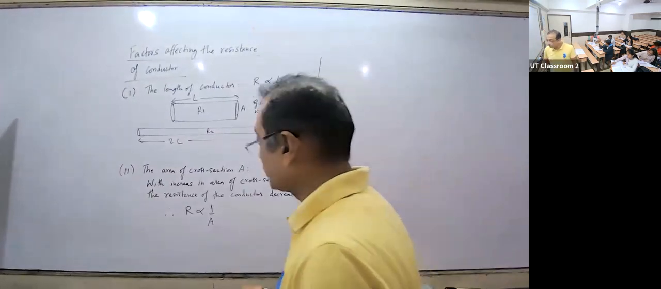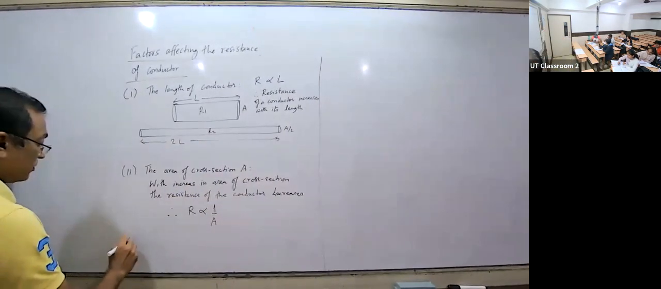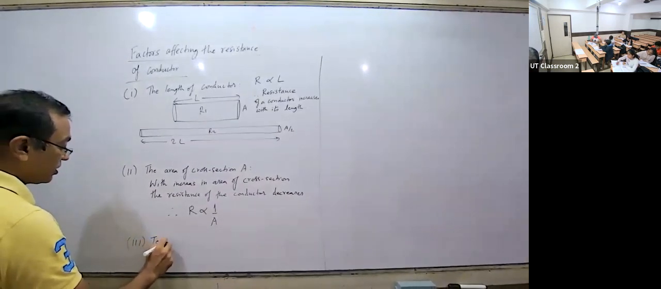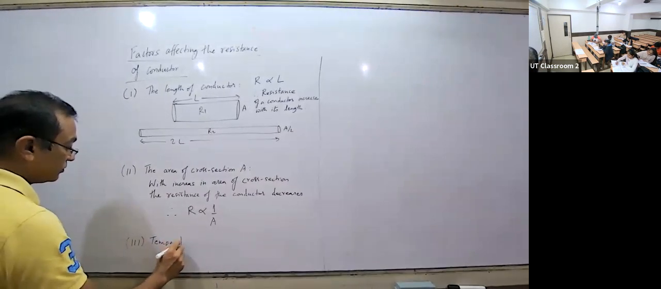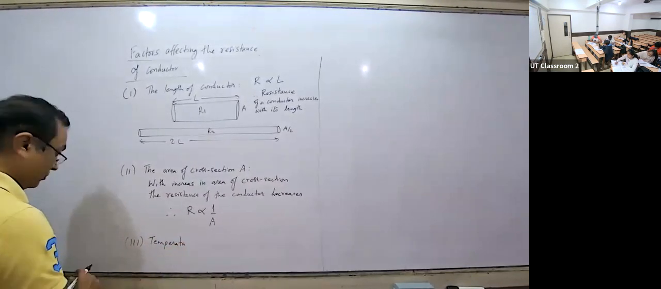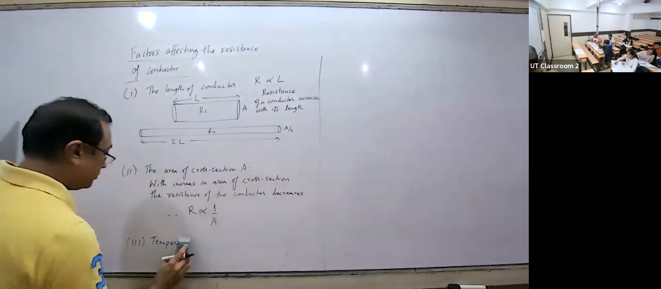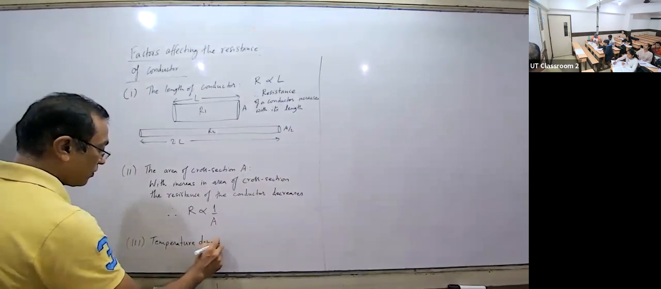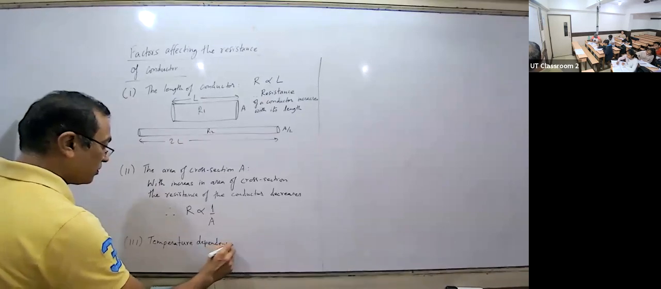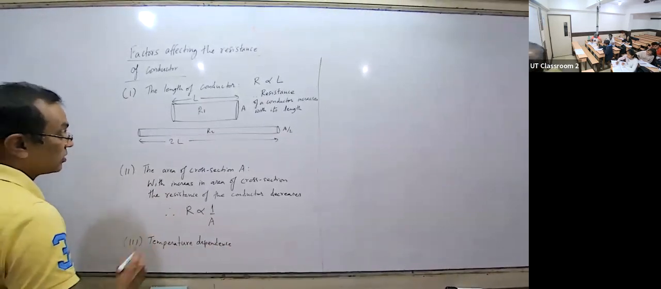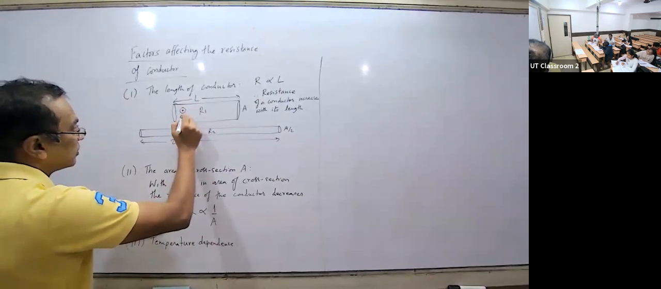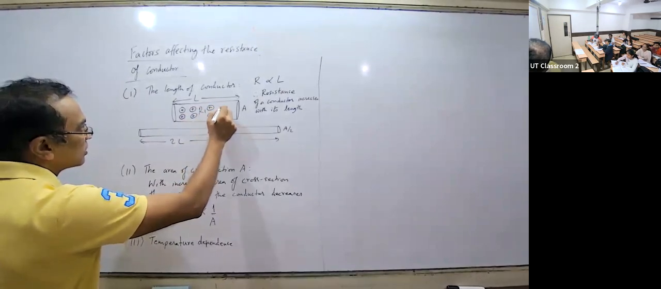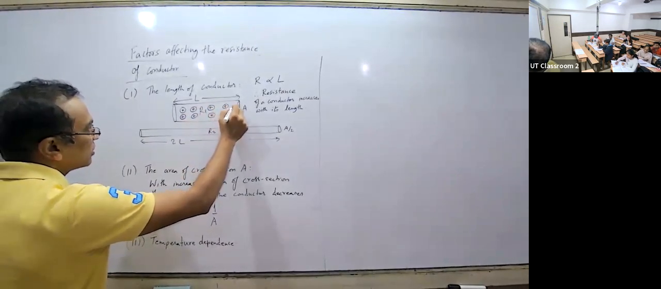Then there is temperature dependence. What happens? So now you have to remember that the wire has a lot of stationary positive charges through which the electrons are moving.